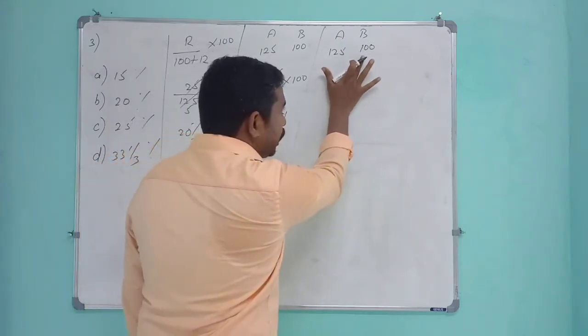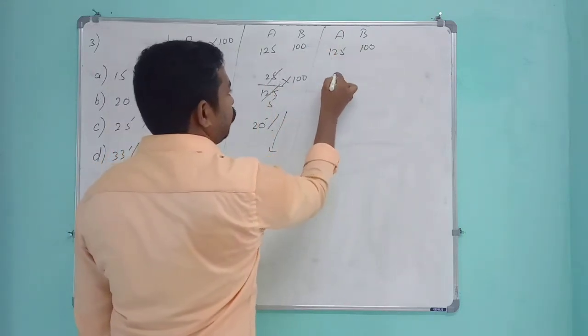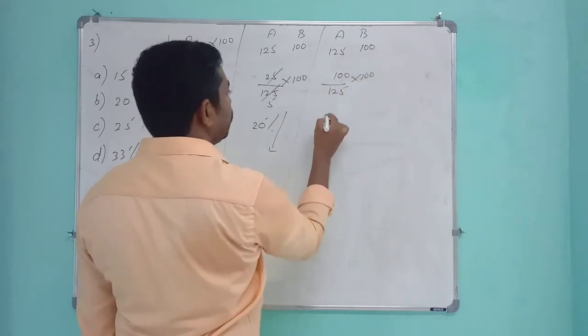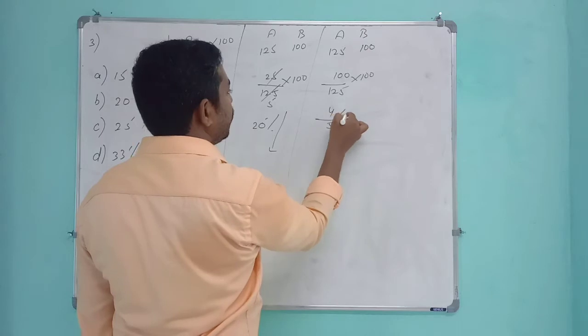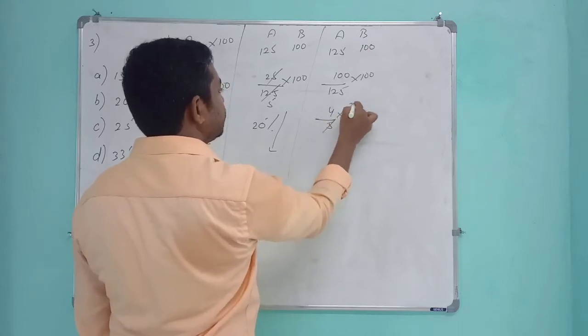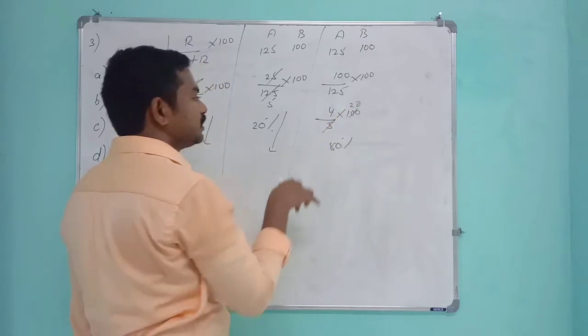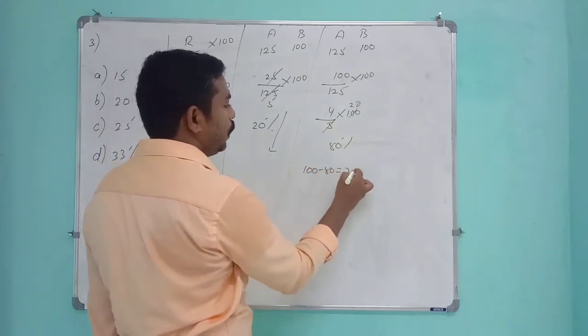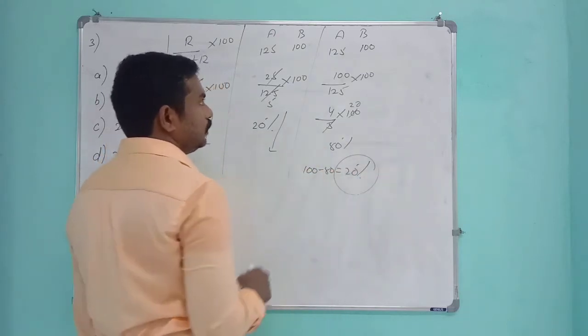Directly it is asking the salary of B less compared with A. Therefore, 100 by 125 into 100. That is nothing but 4 by 5 into 100. That is 5 ones are 5, 20s are 80. So how much percentage less than 200? Therefore, 100 minus 80 is nothing but 20 percentage less. Therefore, the answer is 20.